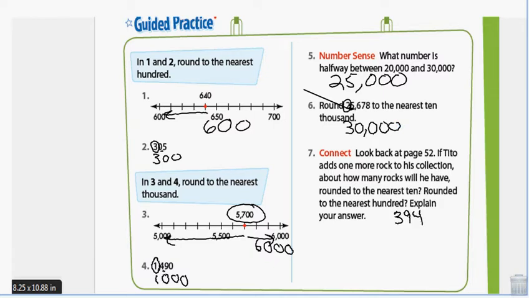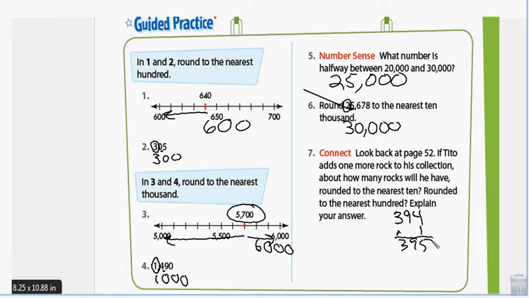So, question number 7. Look back at page 52. If Tito adds one more rock to his collection, about how many rocks will he have rounded to the nearest 10? Round to the nearest 100. Explain your answer. So first, we need to add one more rock to his collection. So that would be plus 1. So that would be 395 rocks he has in his collection.